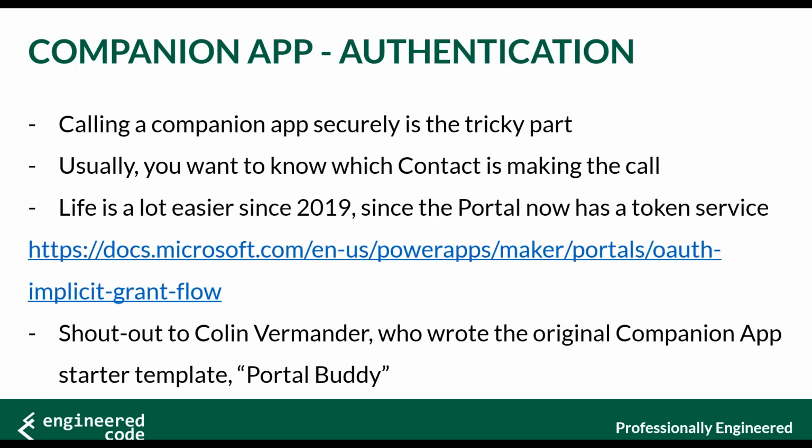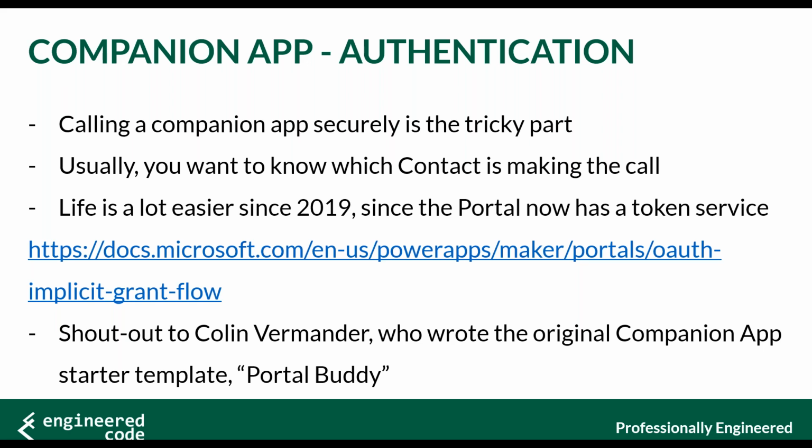Now, what's the tricky part about calling a companion app is the security. For the most part, you generally don't want your companion app to be a service that just anyone can call anonymously. Generally, there's some sort of authentication that you want to happen, and you also generally want to pass in the context of what user is making this call. Of course, you could do that by just passing a parameter saying, hey, this is the ID of my contact, but that wouldn't be very secure. Someone could just start guessing IDs for contacts and passing that as a parameter.